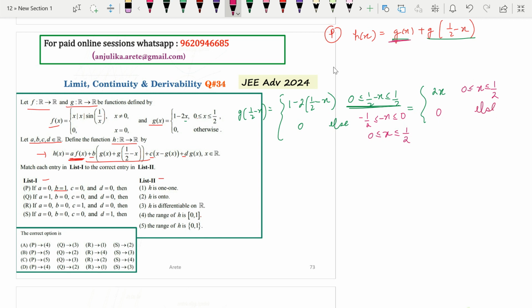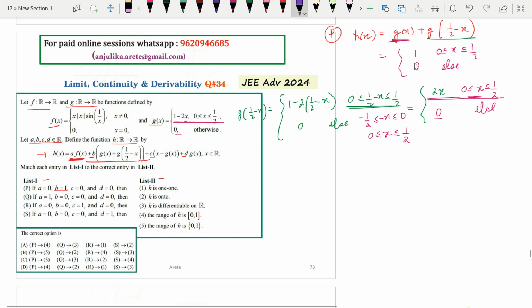Now we have to add g of x, which is this, and g of half minus x, which is this. What happens when you add them? See, the domain is the same, x lies between 0 and half. So 1 minus 2x and 2x, that's just 1, right? So what do you get? It's 1 when your x lies between 0 and half. And what else? 0 plus 0 is again 0, so 0 otherwise.